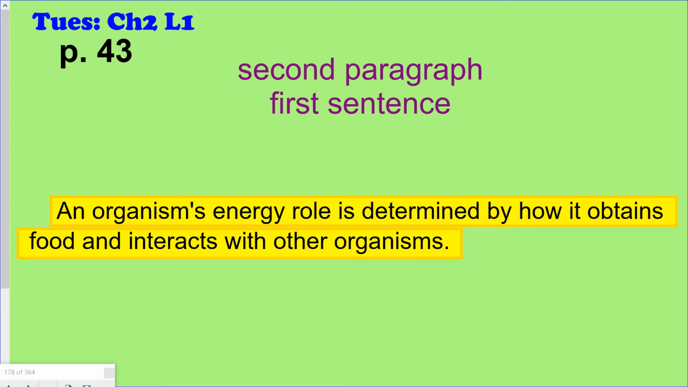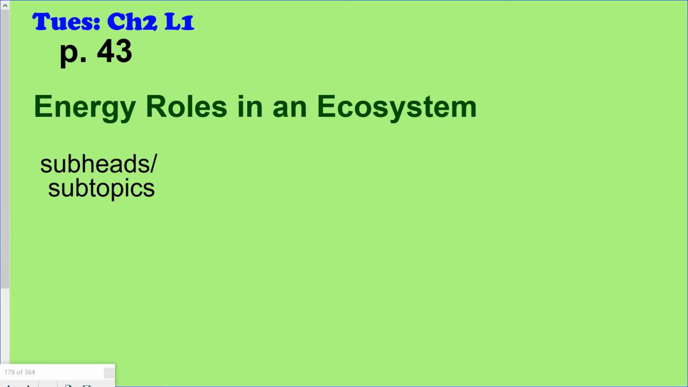One, how they obtain food. That's the first thing that they look at. And then the second is how they interact with other organisms. So when we talk about organisms, once again, we're talking about biotic factors, anything that's alive: plant, animal, fungi, bacteria, all of those different categories.